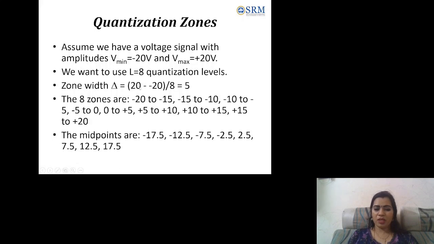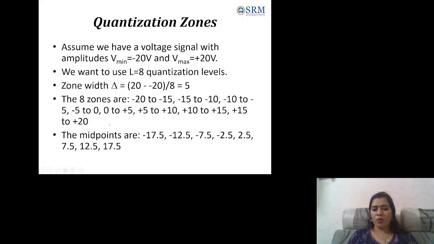Maximum is plus 20 and minimum is minus 20, divided by the quantization level. So the delta value is equal to 5. That means the 8 zones are divided in this way: minus 20 to minus 15 is the first zone, minus 15 to minus 10 is the second zone, and so on.